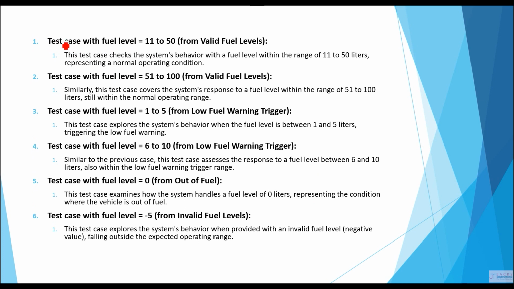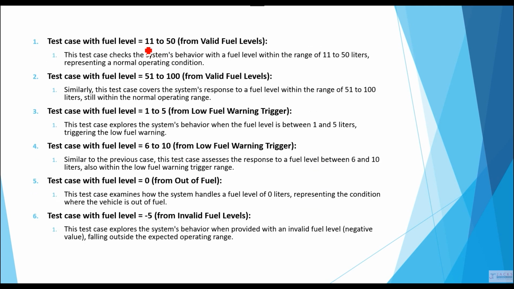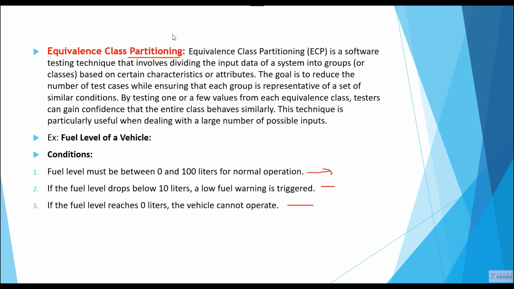Here I am taking a test case with fuel level 11 to 50. Why have I taken 11 to 50? The fuel must be 1 liter to 100 liters, in between 0 to 100 liters, maybe 0.5 liters or 1 liter or 100 liters, whatever it may be. I made 11 to 50 one partition. Why 11 to 50? Why not from 1 to 50?